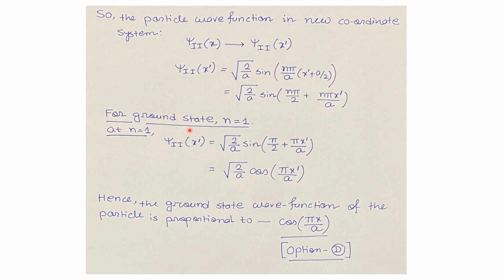For the ground state, that is for n equals 1, we have psi2 of x dash equals root over 2 by a times sin of pi by 2 plus pi x dash by a. So this will give us root over 2 by a times cos pi x dash by a. Hence, the ground state wave function of the particle is proportional to cos pi x by a. That is the option D given in the question.